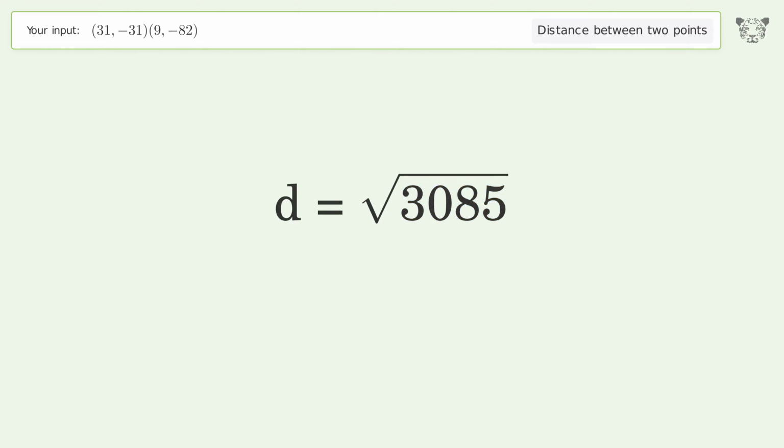And so the distance between the 2 points is the square root of 3085 or 55.543.